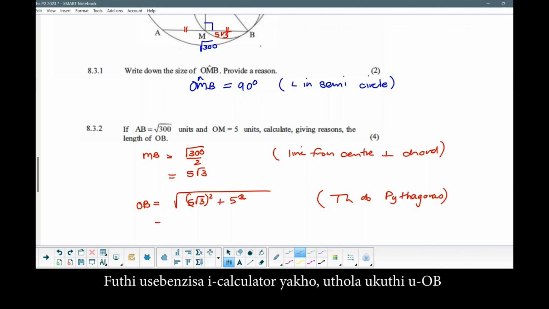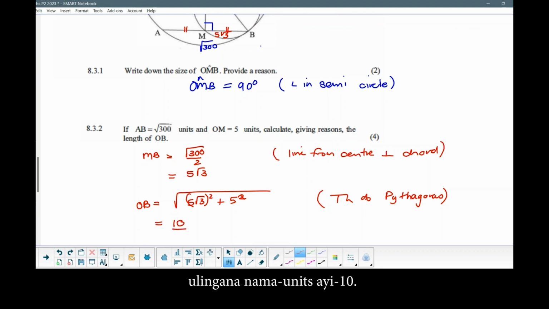All right, and using your calculator, you end up with OB equal to 10 units.